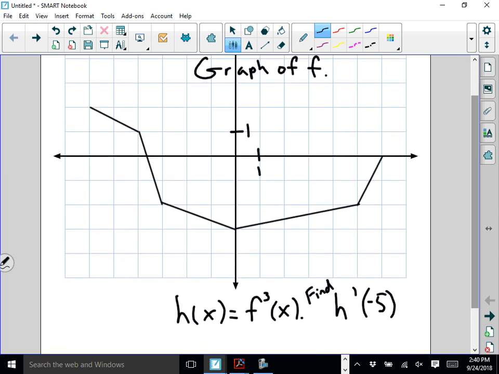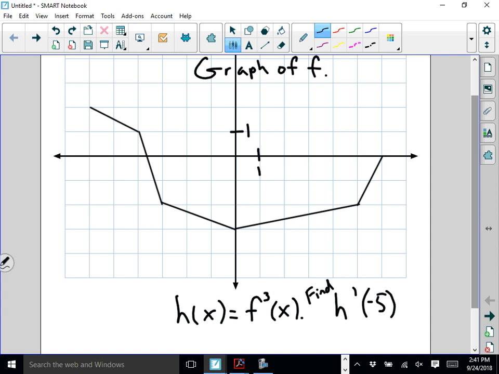Here's what we have. We have h of x defined as f cubed of x. And I want you to find h prime of negative 5. So go ahead and try this one. Pause it here. And then when you come back, we'll solve it. Okay, we're back. I want to find h prime of x before I even consider h prime of negative 5.